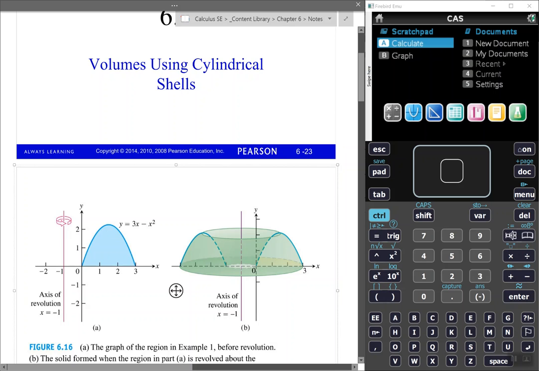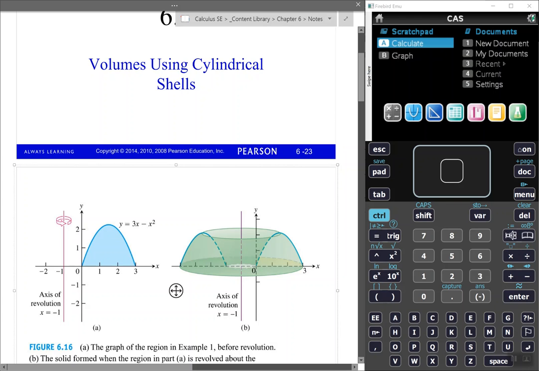We have the function y equals 3x minus x squared. We are revolving it around the line x equals -1, and we produce this figure. So it looks similar to the shapes that we would get with a washer or disk. We just are using a different method to find the area here, or the volume here.